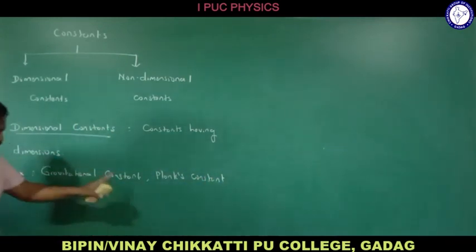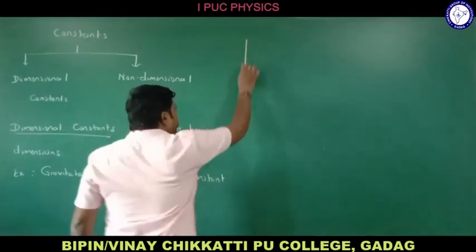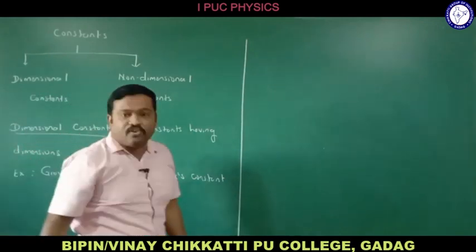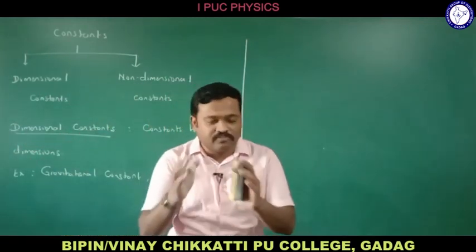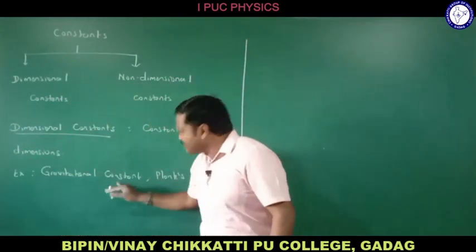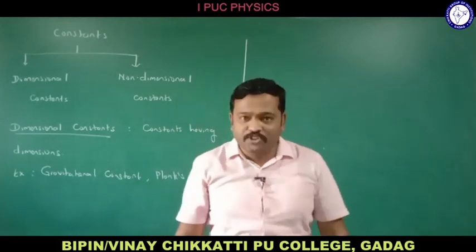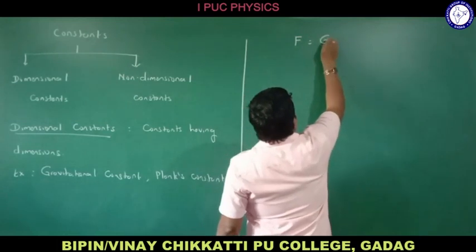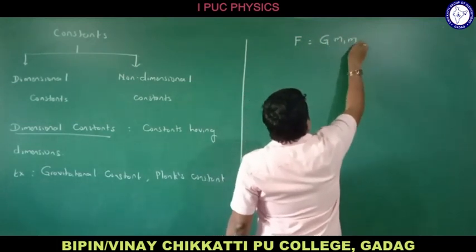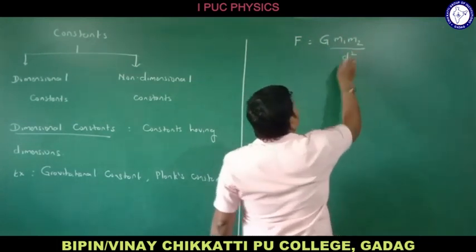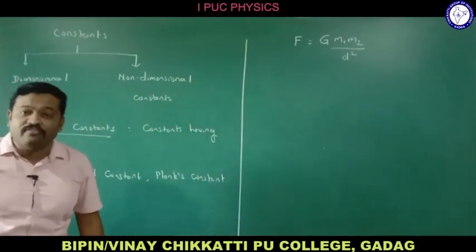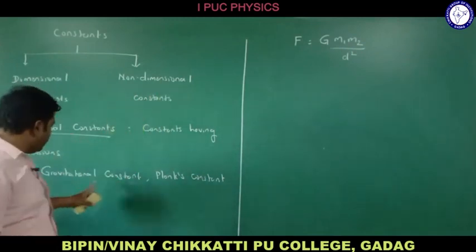Okay, now let me give an example here. Dimensional constant, that is gravitational constant. Let us find the dimension for gravitational constant. First of all, just think it out. Where do you get this dimensional constant? From the universal law of gravitation. What does the universal law of gravitation say? That is F is equal to G m1 m2 divided by d square. From the universal law of gravitation given by Newton, we got the gravitational constant.